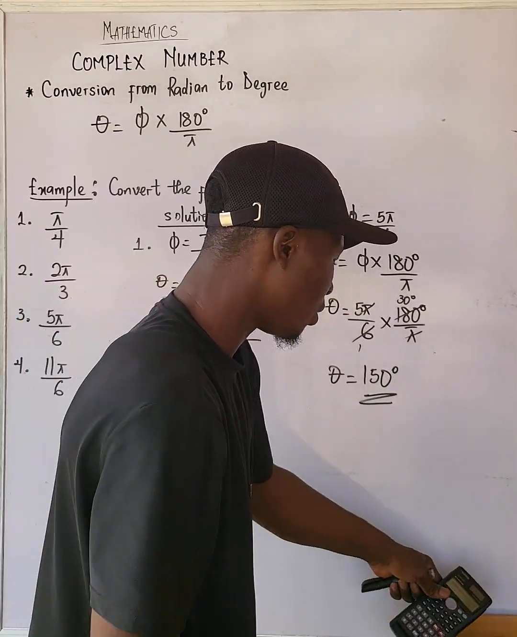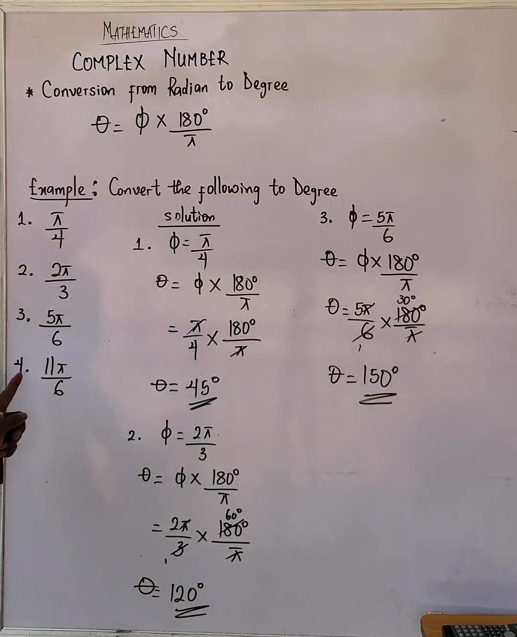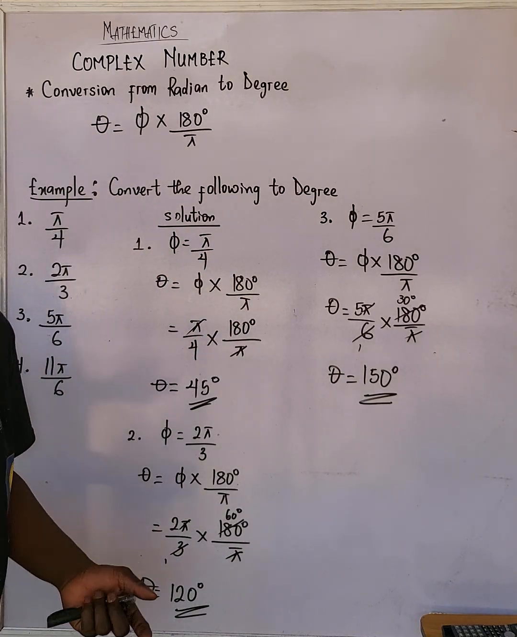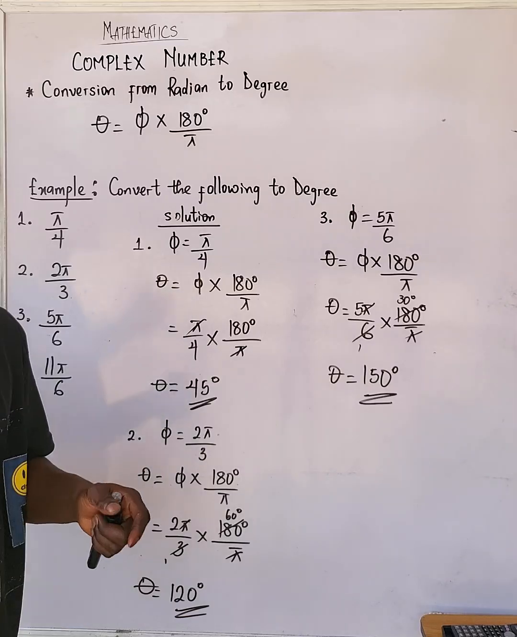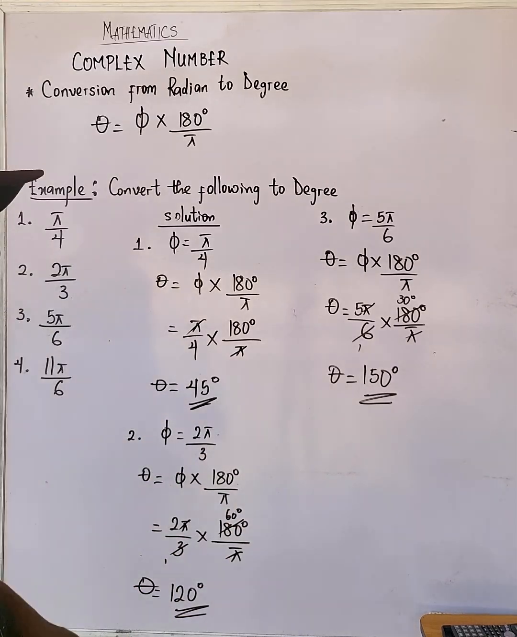So we can go on to question 4. Question 4 says 11 pi over 6. You convert it to degree. That will be 11 pi over 6 multiplied by 180 degree over pi. Then you get your answer.